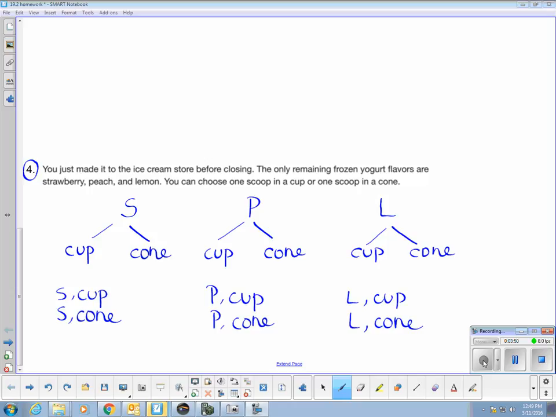So in my first decision, I had 3 different choices. The second thing I needed to decide on had 2 different choices. So when I multiply 3 times 2, I have 6 different outcomes.